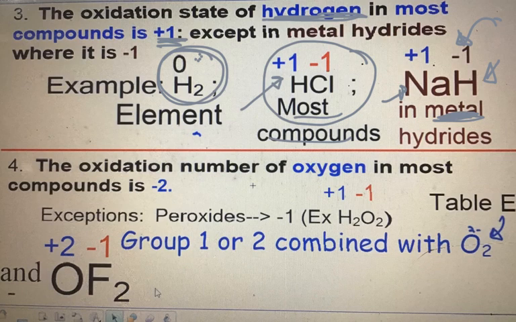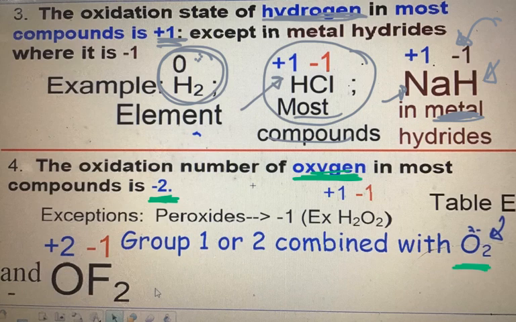Now, oxygen is a highly electronegative element, and most of the time its oxidation state will be -2. But there are a few exceptions, guys, where oxygen will not be -2. And here's one of them right here. It's when it's combined, when it's this guy right here.